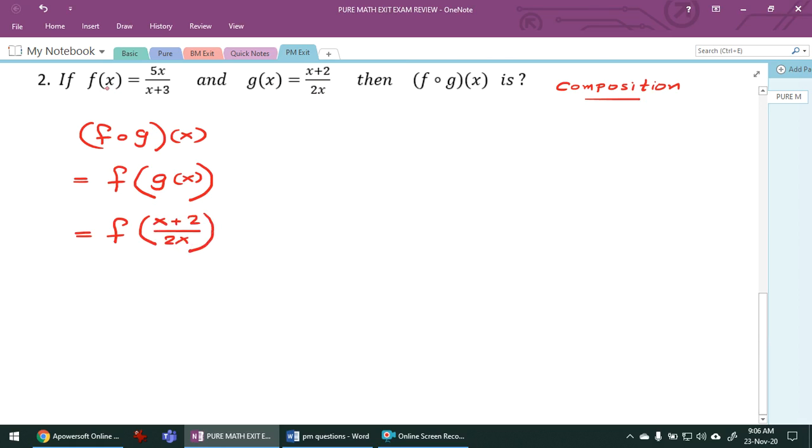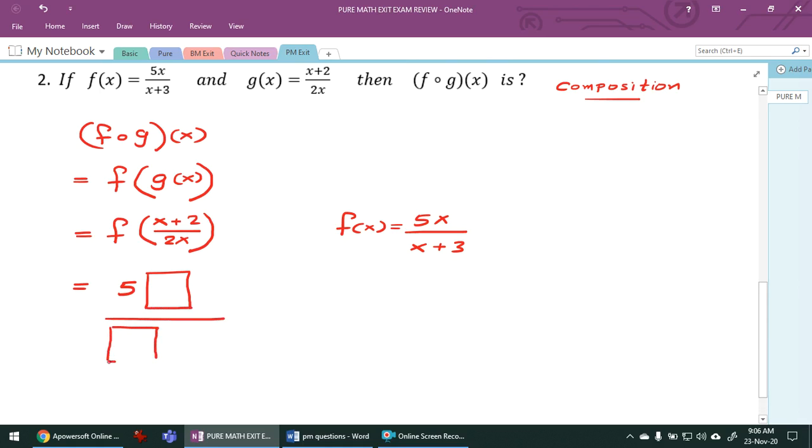Now you have to look at f(x). f(x) means what? f(x) is 5x / (x + 3). So f of (x + 2)/2x means wherever you see x, you should change it to (x + 2)/2x. So look here, 5 into, I will write a box, divided by, again another box, plus 3.